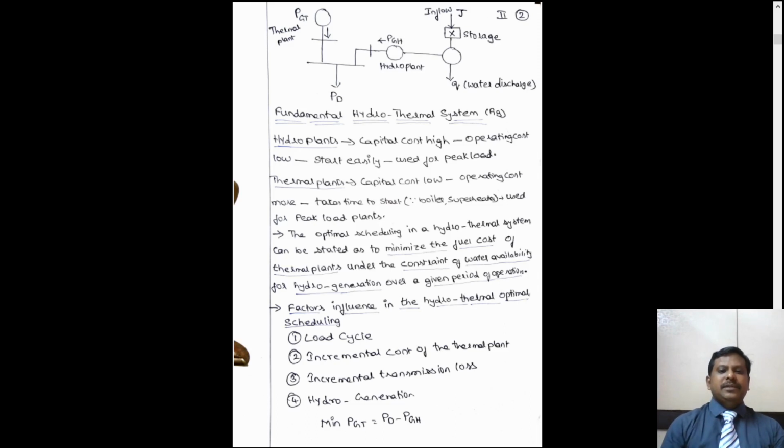So this is the fundamental hydrothermal system, where you can see here the load is supplied by one, the thermal power plant, and another one, the hydro power plant. So here it's nothing but, at your house you'll be having a tank over your building. In the morning at 6 o'clock you will turn on the motor, and the water will be filled into your tank. The water filling into the tank is considered here as an inflow, which is the J here.